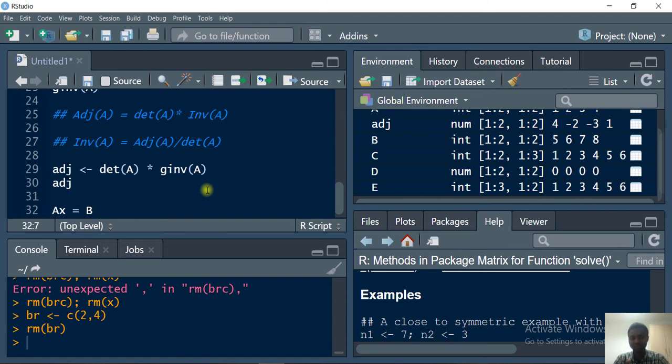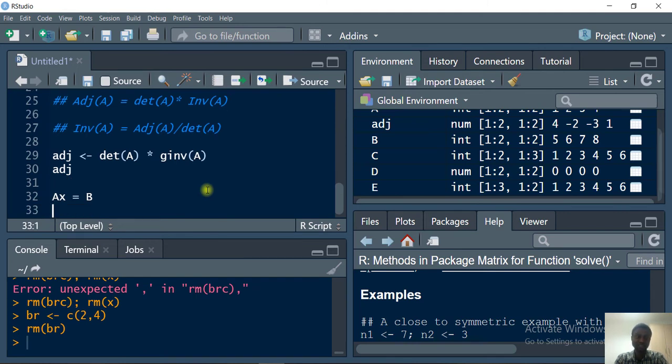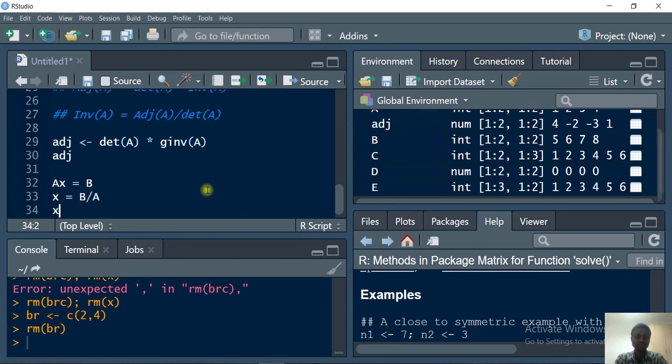If it is 2 by 2, or if it is 3 by 3, the length must also be in line with the dimension of the matrix. So what we are going to do here is this. Imagine you are looking for X. What you would have just done would have been X equals B divided by A.